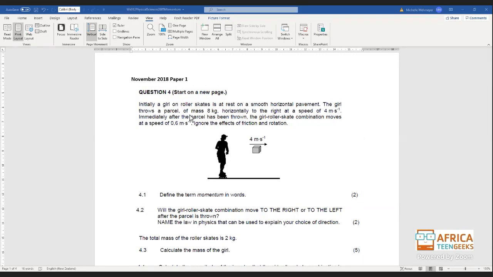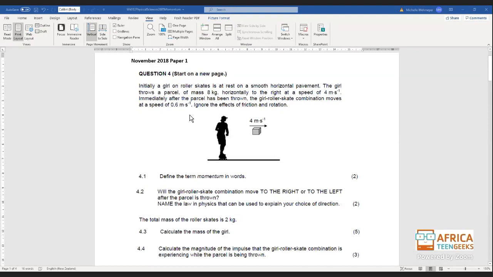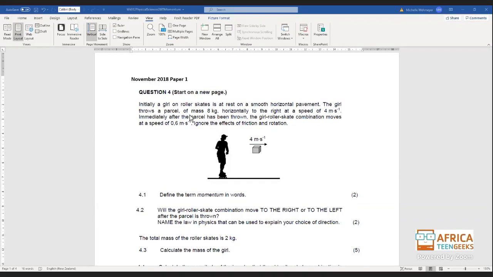Okay, so the 2018 question is question 4, and they say, initially a girl on roller skates is at rest on a smooth horizontal pavement. The girl throws a parcel of mass 8 kilograms horizontally to the right at a speed of 4 meters per second. Immediately after the parcel has been thrown, the girl roller skate combination moves at a speed of 0.6 meters per second. Ignore the effect of friction and rotation.